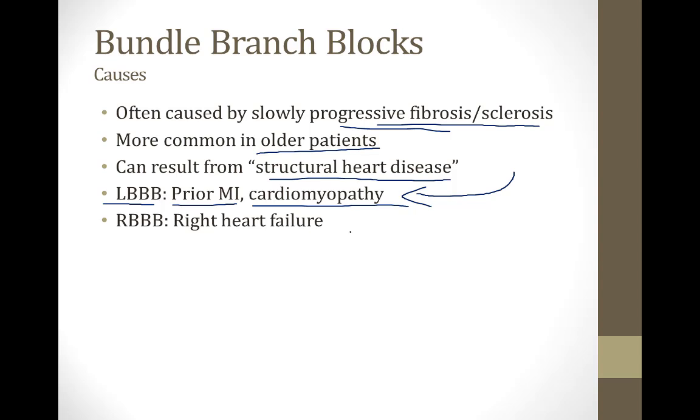In addition, you can get a right bundle branch block if you have some pathologic process leading to right heart failure. So for example, patients with pulmonary hypertension who have dilated right hearts can develop a right bundle branch block as part of the damage that is occurring to the underlying right ventricle. And that concludes our module on AV and bundle branch blocks.